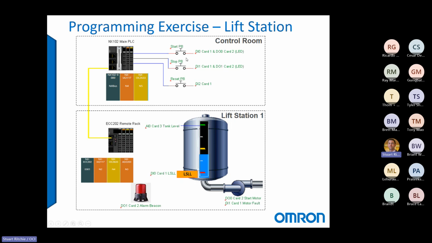So in the control room, we've got a start button, a stop button, and a reset button. Out in the field, we've got an analog tank level. We've got a motor that we can turn on. We've got a low level switch for pump protection. We've got a motor fault, so we can notify people if our pump is tripped.